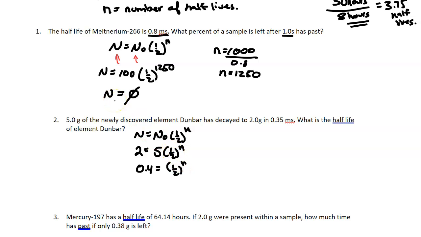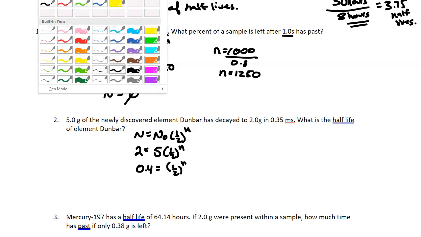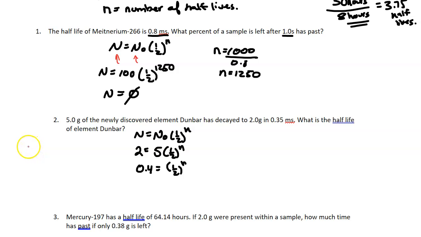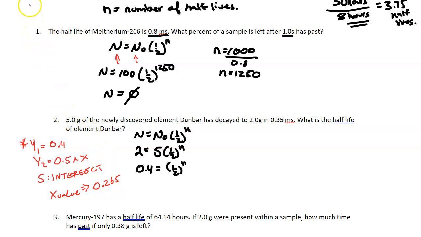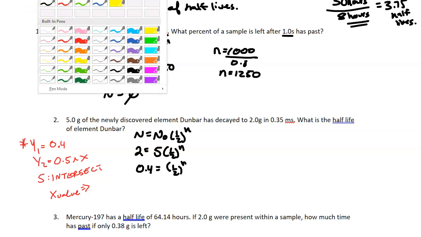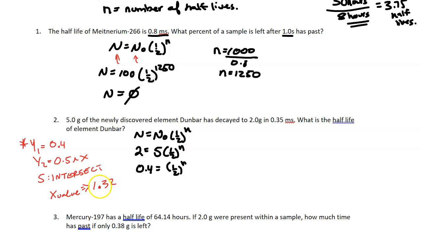Now there's two ways you can go about this. The first way is graphically, and if you wish to solve it graphically, there is no issue with doing that. Type in your calculator, y1 is 0.4, y2 is 0.5 to the power of x, and then you find the intersect of those two. Your x value, because your y value is 0.4, will get you the number. You're going to find that's 1.32.